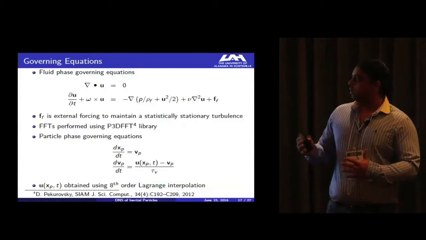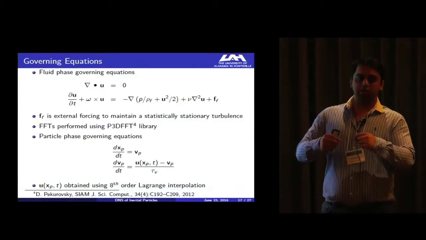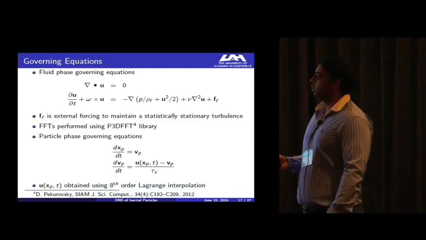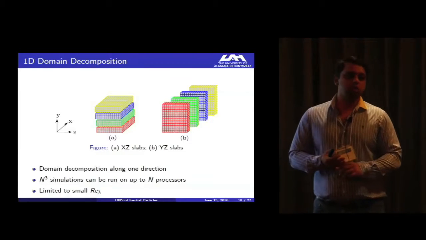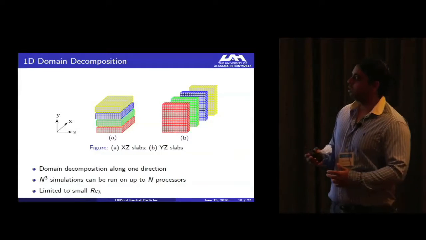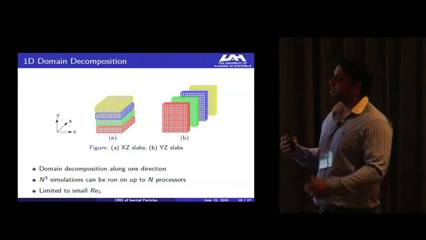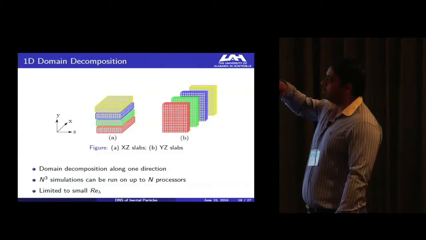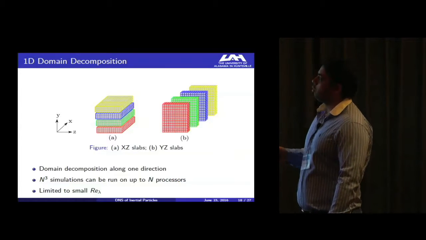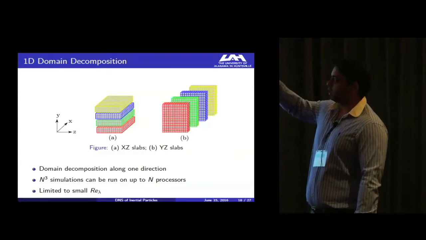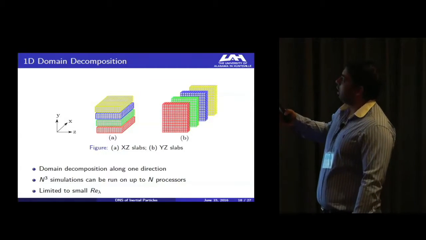And since the particles can be anywhere in the domain, we have to interpolate the fluid velocity at particle locations, which is done using 8th order Lagrangian interpolation. Initially our code was 1D parallel decomposed, which basically means our cubic domain of 2 pi length in each direction was decomposed along one direction. Here we can see that it is decomposed along the y direction, so we have slabs in x and z axis.